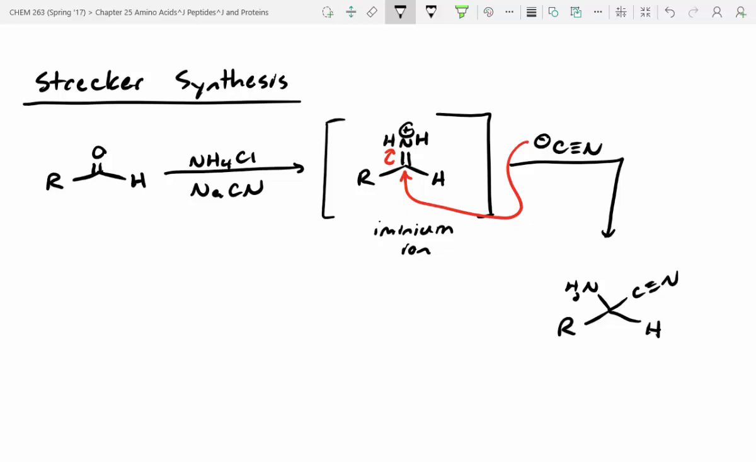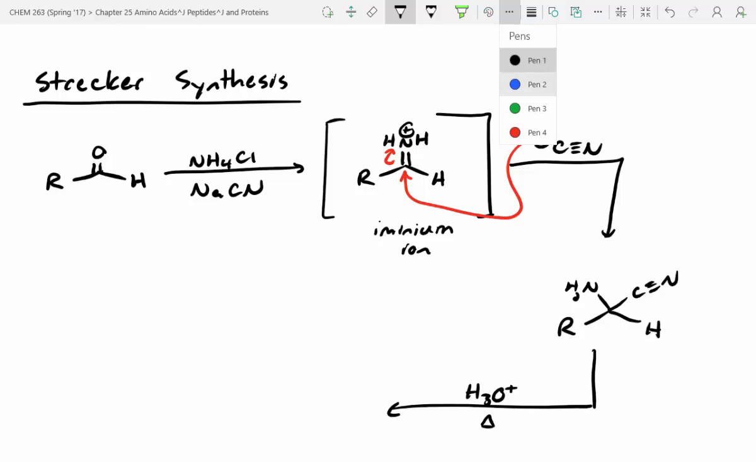And we've got this cool intermediate here. All right, next step, we're going to treat this with acid and heat. So what do you think will happen? What will this nitrile turn into if we really crank up the heat on it?